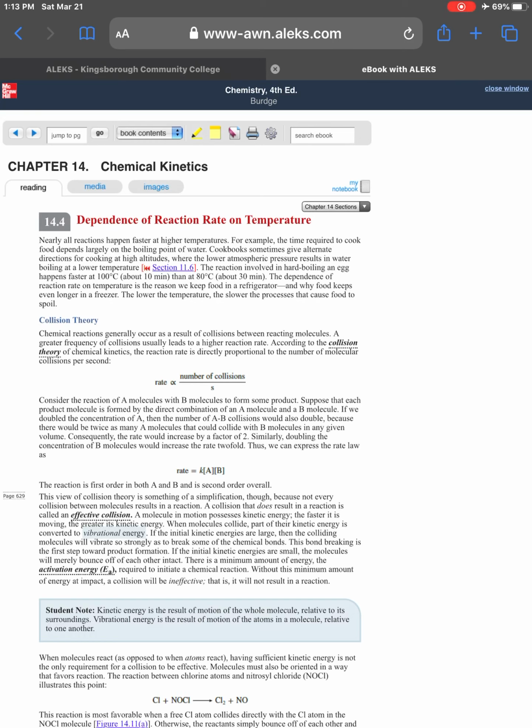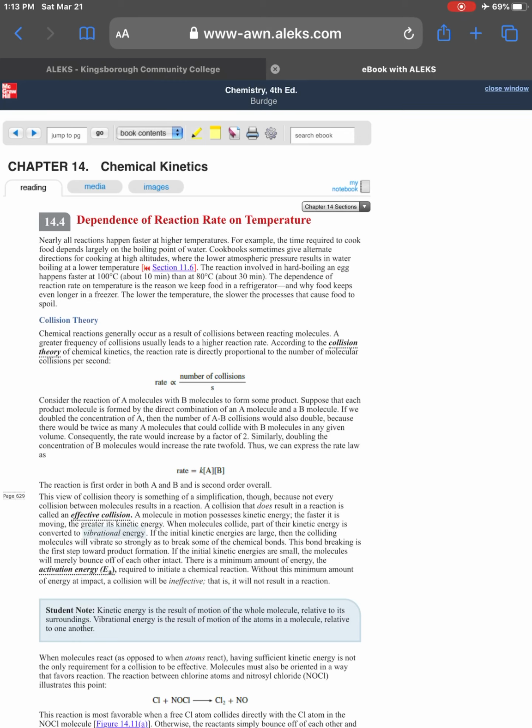For example, the time required to cook food depends largely on the boiling point of water. Cookbooks sometimes give alternate directions for cooking at high altitudes, where the lower atmospheric pressure results in water boiling at a lower temperature. The reaction involved in hard boiling an egg happens faster at 100 degrees C, about 10 minutes, than at 80 degrees C, about 30 minutes.